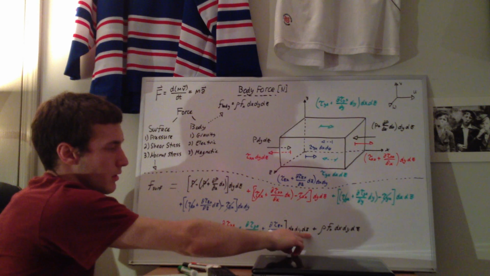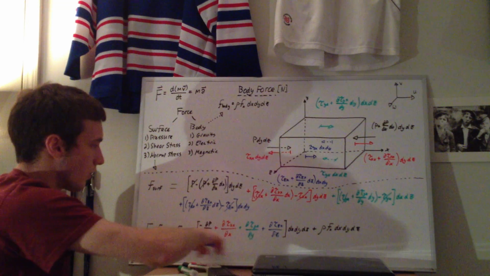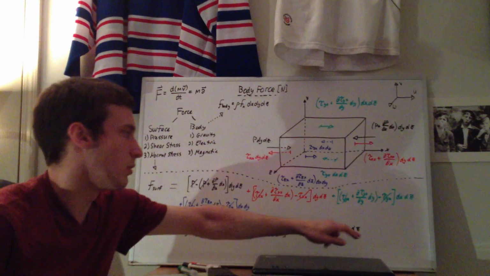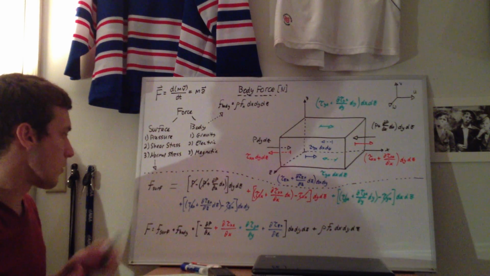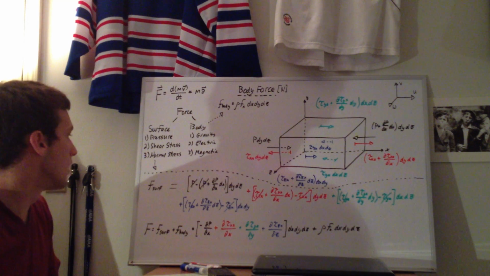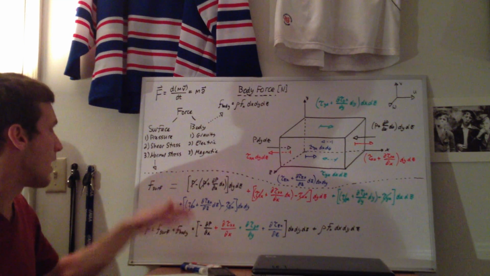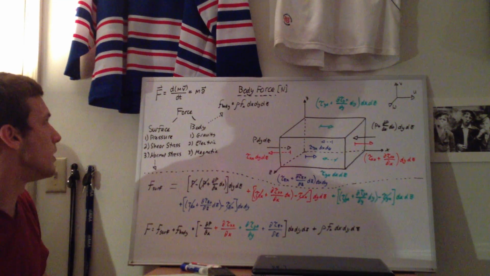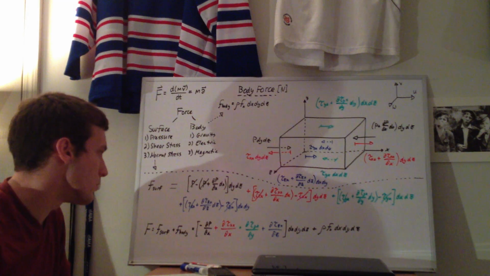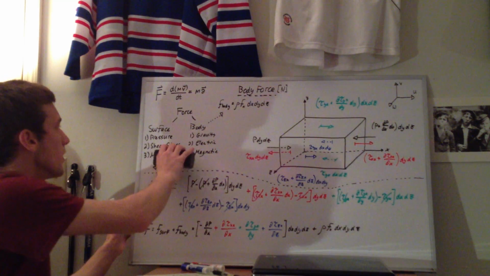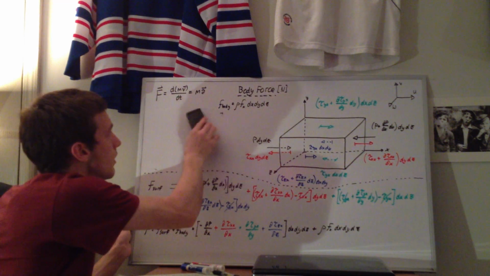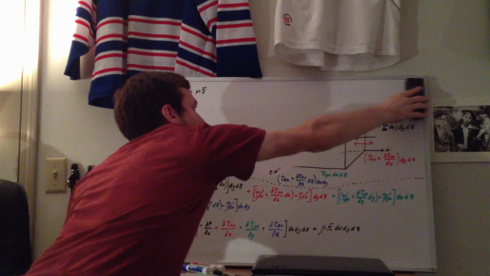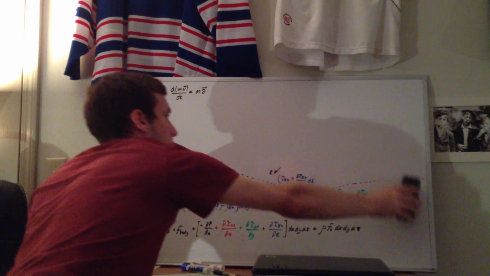They all have the dx dy dz. That was all the surface forces, and we're going to add on the body force here, which is rho fx dx dy dz. So from this equation we have the left side of Newton's second law. What we need to do now is get the right side. So I'm going to erase this up here, and this too, and this as well.